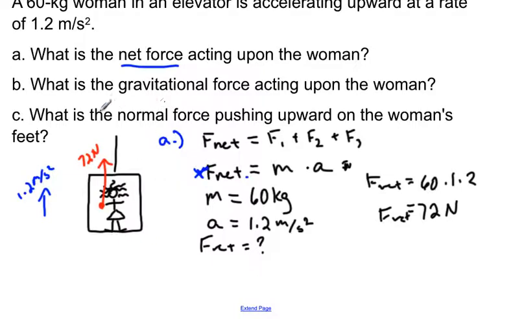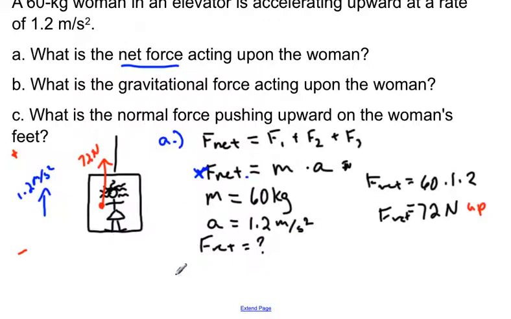And if you weren't sure whether it's upwards or downwards, up I said was positive, down is negative, so acceleration is 1.2 up, so it's positive. If you had a problem where the acceleration was down, you'd call it negative. Alright, so this is going up.